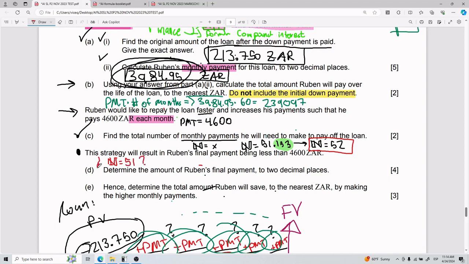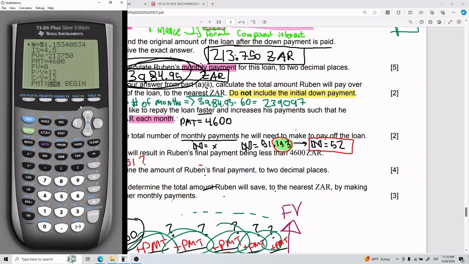And so how much did he pay at N equals 51? And then add just that small amount that's left. So basically, back to the example of owing 50 cents or half a dollar at the very end. Well, you first have to figure out that it was half a dollar. And so how much will he pay extra or not? That's what we have to figure out. And so we need to determine the amount of Ruben's final payment to two decimal places.